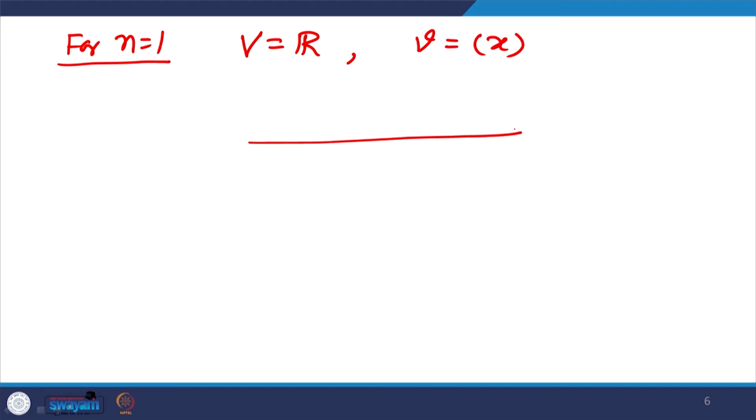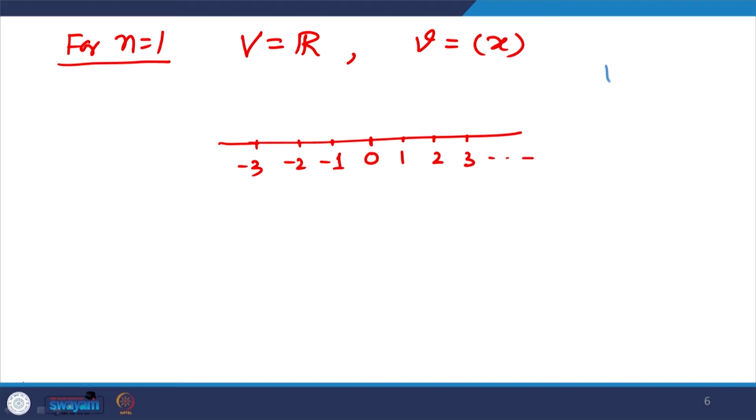So, for n equals to 1 we are having the set V equals to R and the vectors will be like V equals to X. So, how will you see geometrically this vector? On the real line you will be having the origin, let us say 0 here, and then 1, 2, 3 and so on. Similarly, here -1, -2, -3 and so on. So, we are having this real line.